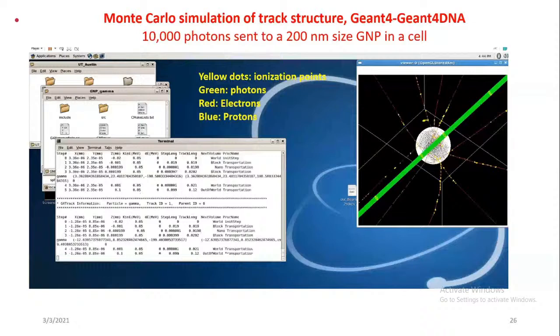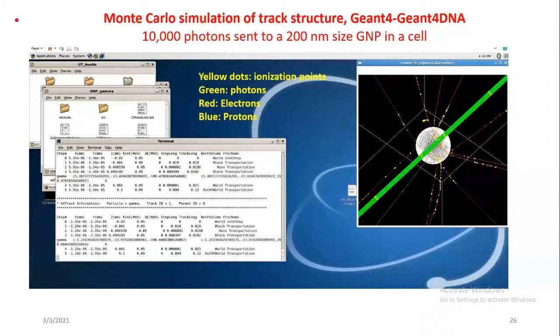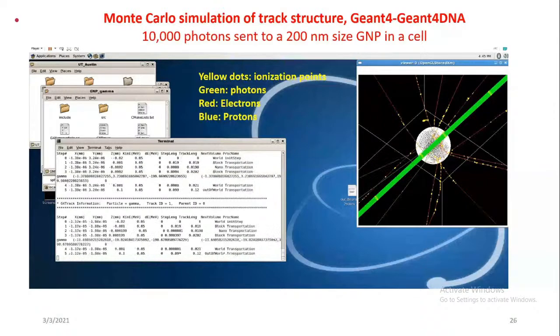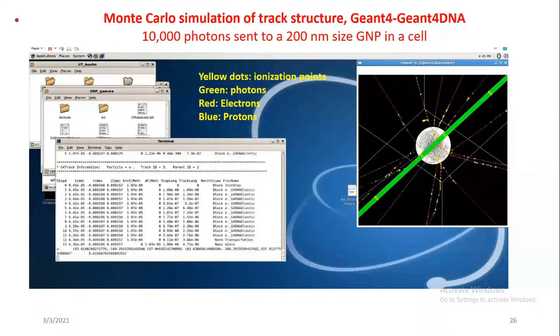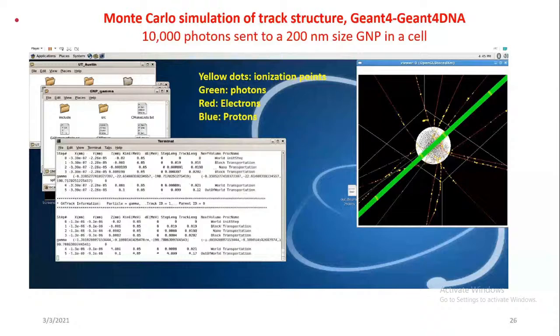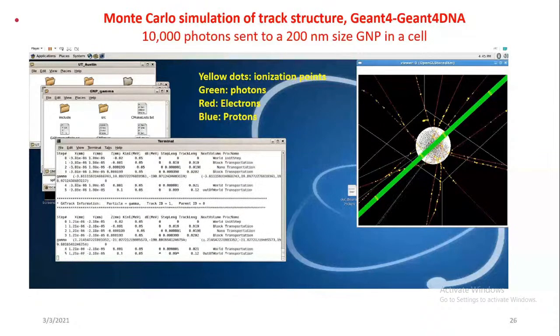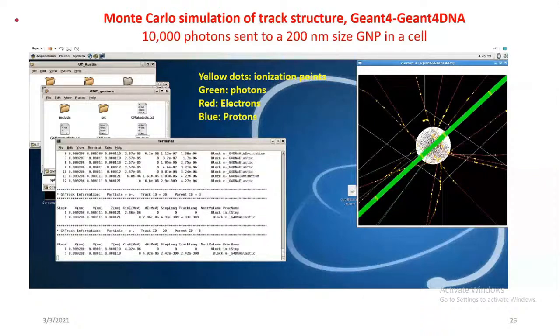I chose gold nanoparticles to increase the photon scattering cross sections due to the high density of the gold relative to the water. And as we can see in this video, photons rarely interact with gold nanoparticles, and many of them pass through the cells without a single interaction. And this is a hallmark and character of uncharged particles interacting with matter.